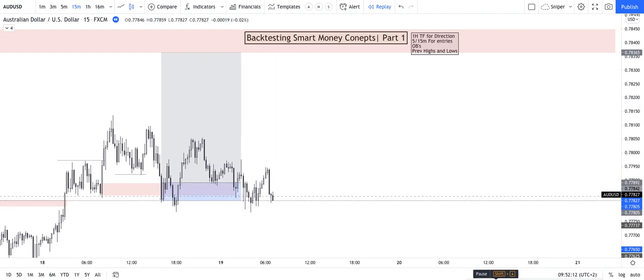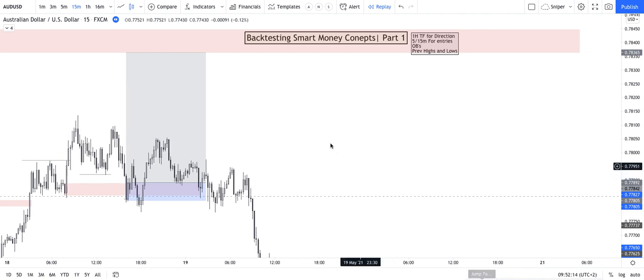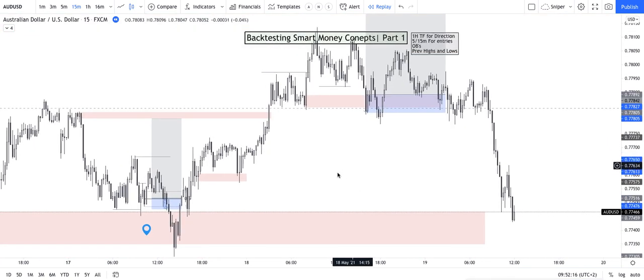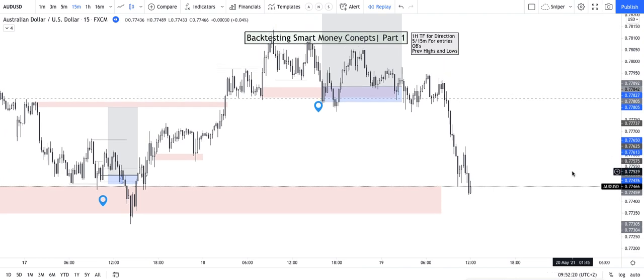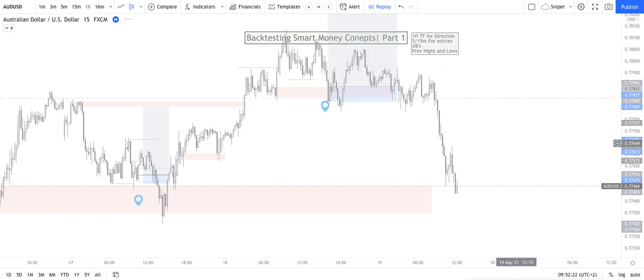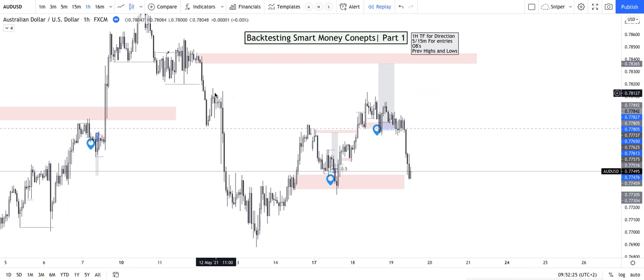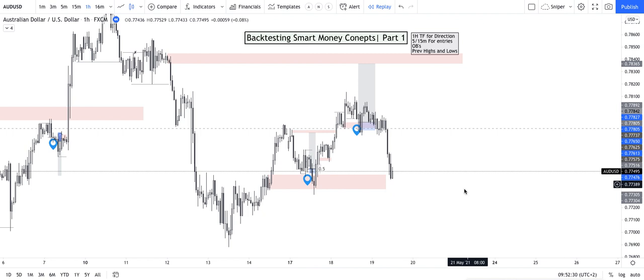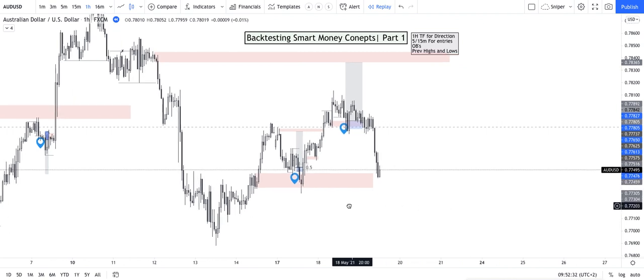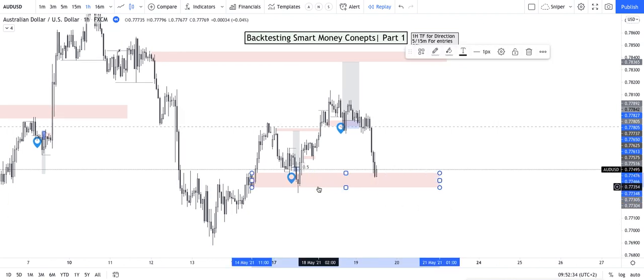Oh, this price action is horrible. No. Another -1 R. That's fine. We're still in profit. But currently, AU is just not providing. It reacted off of this, but I'm not seeing a clear order block in this area. So for me, it's not as smooth.